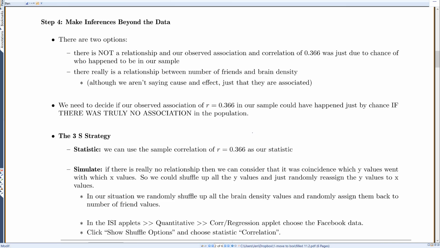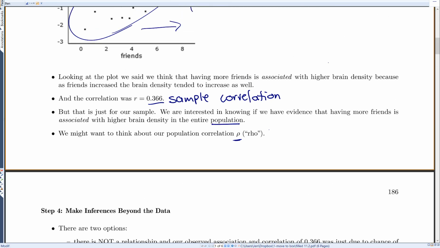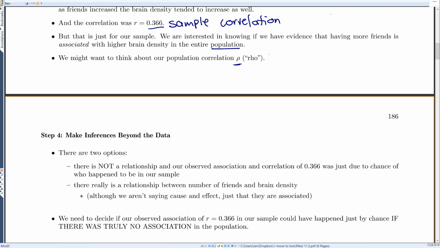We did steps 1 through 3 of the 6-step process in our last section. So today we're going to start at step 4, which is make inferences beyond the data. There are two options basically here. We know that we saw an association in our sample, but for our population, option number 1 is that there is not a relationship, and our observed correlation of 0.366 in our sample was just due to the chance of who happened to be in our sample. So maybe there's really no relationship, but we just happened to pick a sample full of people that made us think that there was an association.